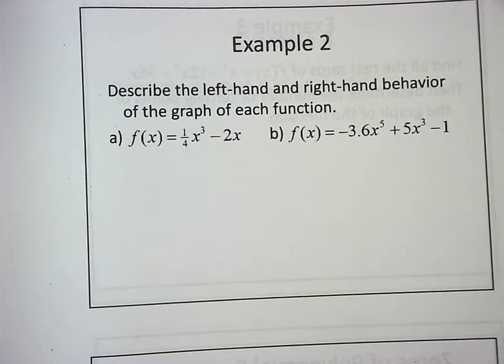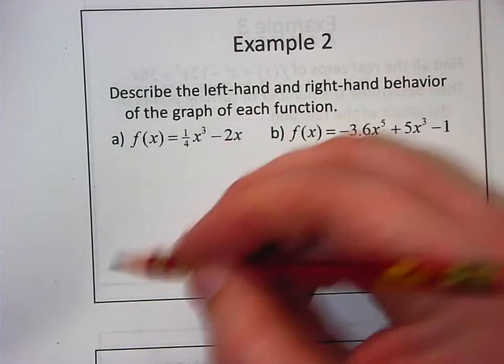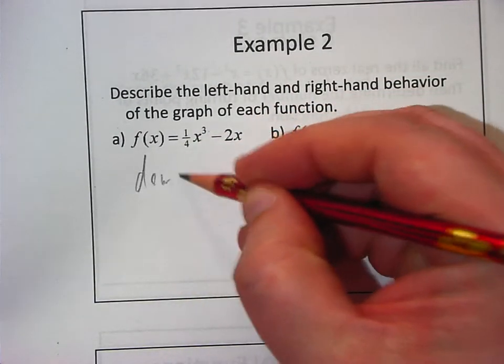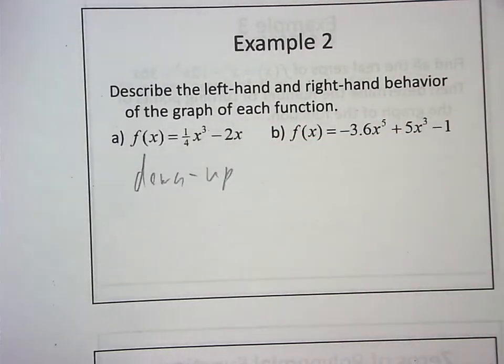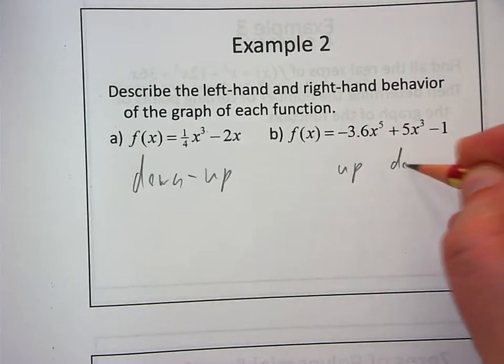You got up, up, down, down, and down, up. Down, then up. So because it's odd and it's positive, it's going to start low, end high. So it's down and then up. What about the next one? Yeah, it's negative odd, so it's going to start high and end low.